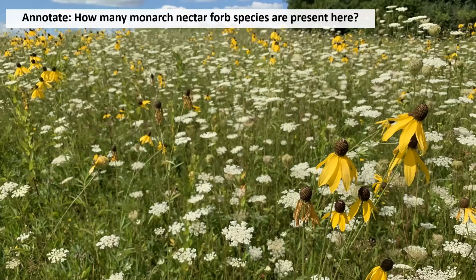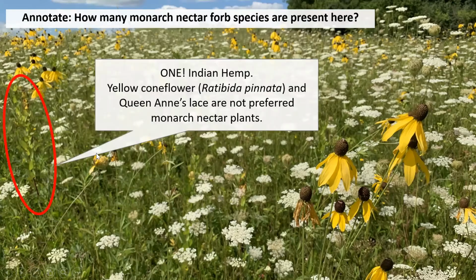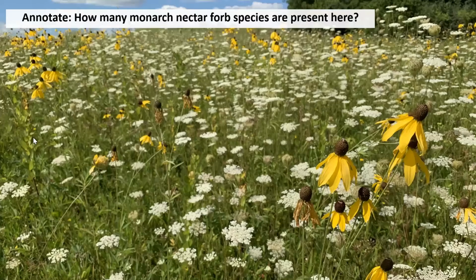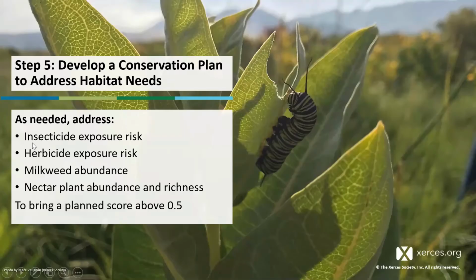Is Queen Anne's lace a good monarch nectar plant? No. We know it's not because it's not on our inventory plant list. Is this Retibita species good? No, not really. It's not on our list either, to my memory. But we have a species over here, golly, that is good.